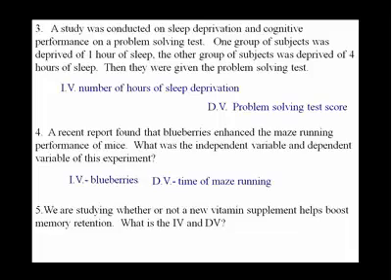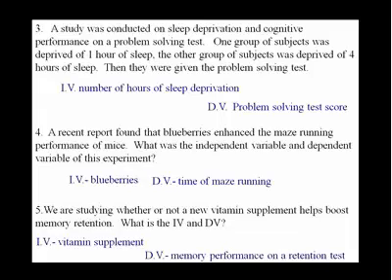So a placebo is an inert substance. It's something like water that you tell them, or it'd be like a capsule full of nothing, of just fiber or something. Okay, so that's what we would do: one group gets the new vitamin, the other group gets a placebo, and then we'll give them a memory test. So what would be the independent variable? The vitamin supplement. What would be the dependent variable? Memory performance on a retention test.